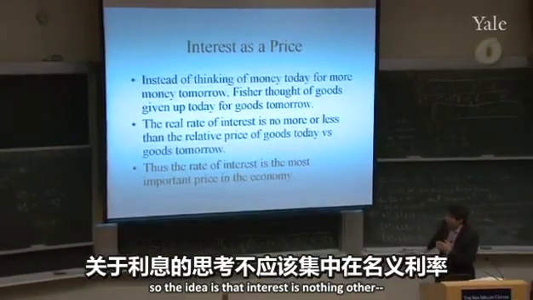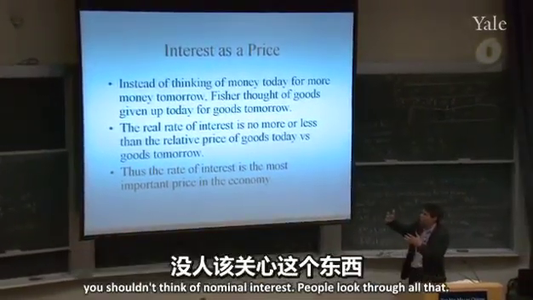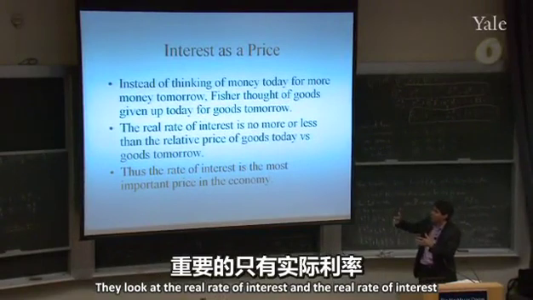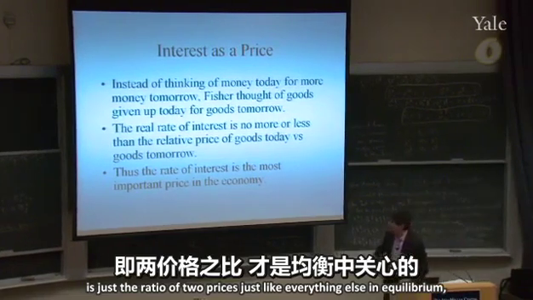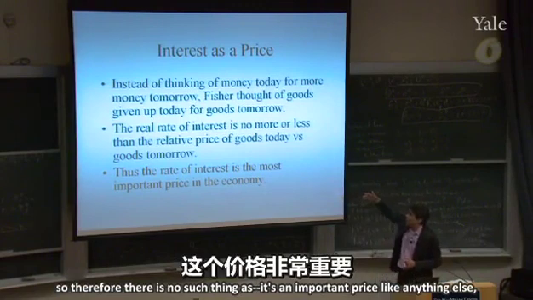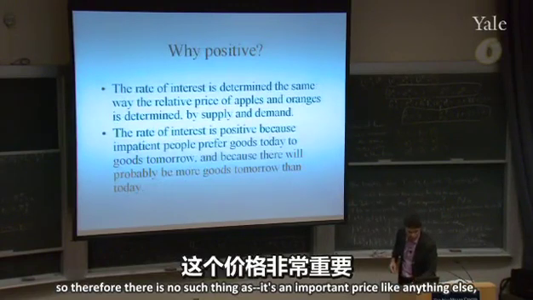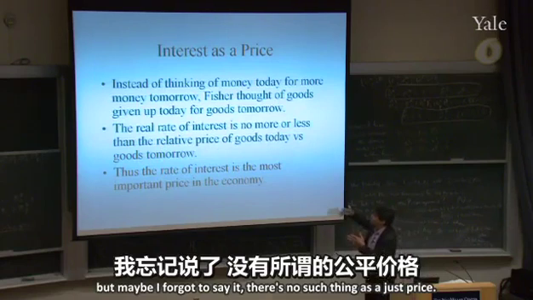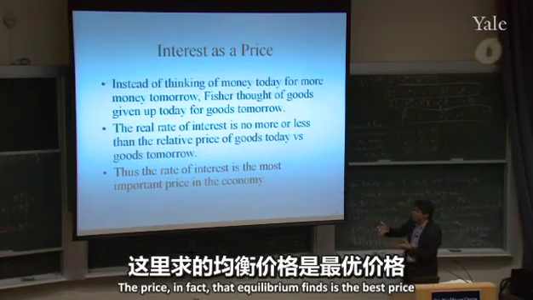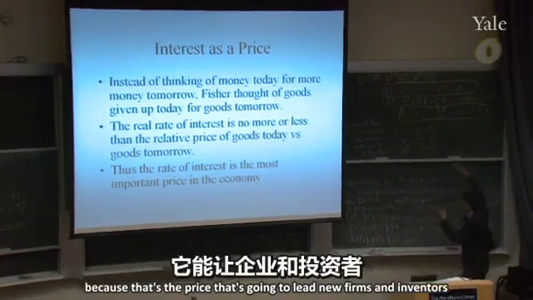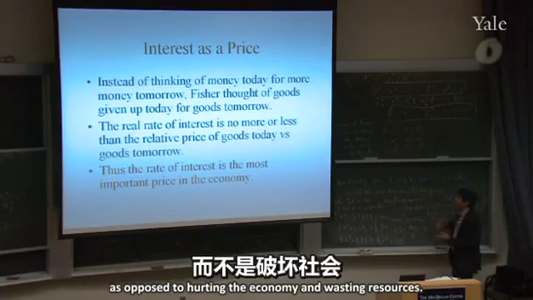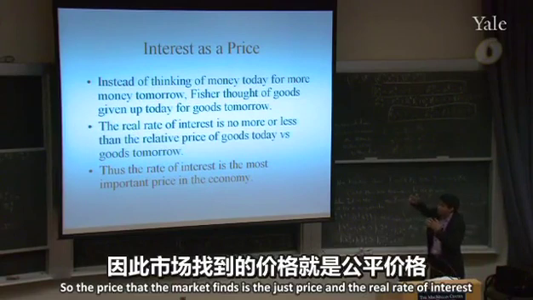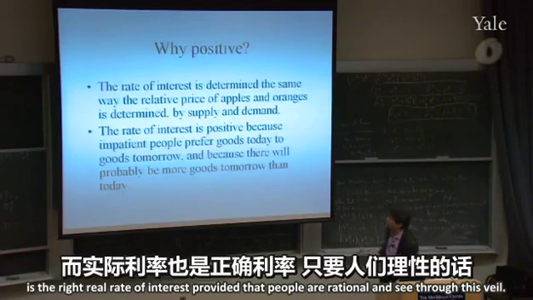So the idea is that you shouldn't think of nominal interest. People look through all that. They look at the real rate of interest. And the real rate of interest is just the ratio of two prices, just like everything else in equilibrium. So it's an important price, like anything else. But maybe I forgot to say it, there's no such thing as a just price. The price that equilibrium finds is the best price, because that's the price that's going to lead new firms and inventors to use technologies that help the economy as opposed to hurting the economy and wasting resources. So the price that the market finds is the just price, and the real rate of interest is the right real rate of interest, provided that people are rational and see through this veil.